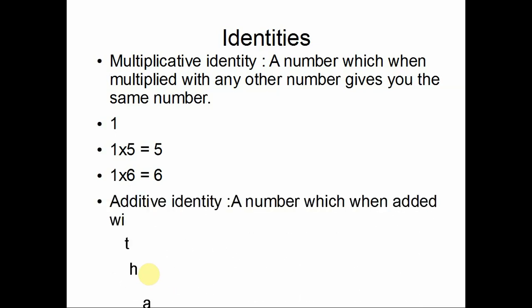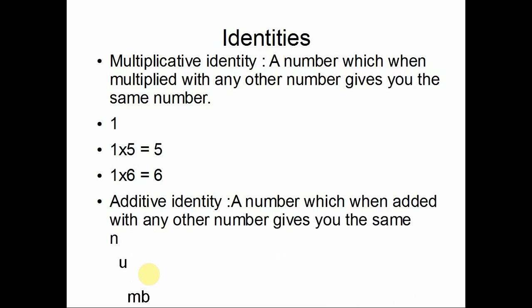Let's look at an additive identity. Similar to the multiplicative identity, an additive identity is a number which, when added to any other number, gives you the same number. Do you know what the additive identity is? Yep, it's the number 0. 0 added to any other number gives you the same number again.